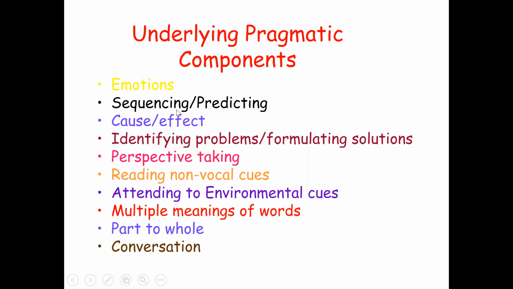Then sequencing and predicting. It's really hard to follow a conversation about Pokemon. I could know everything I possibly can about Pokemon, all the characters, all the points, how to play the game, what the cards and the colors and the shapes and the sizes. But if I can't predict where this conversation is going with my friend, I may just be stuck on rote talking about my Pokemon characters. And sequencing goes into this effect as well. I'll get into a little bit on how sequencing and predicting are very much prevalent in academic skills, especially reading comprehension. Cause and effect, identifying problems and formulating solutions.